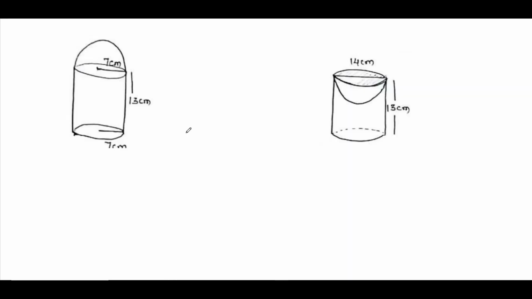Students, I've picked a few examples for combination of solids. If they ask you to find out the surface area of a given solid, you should identify the combination of solids. See here for figure 1, it is a combination of cylinder plus hemisphere, right?